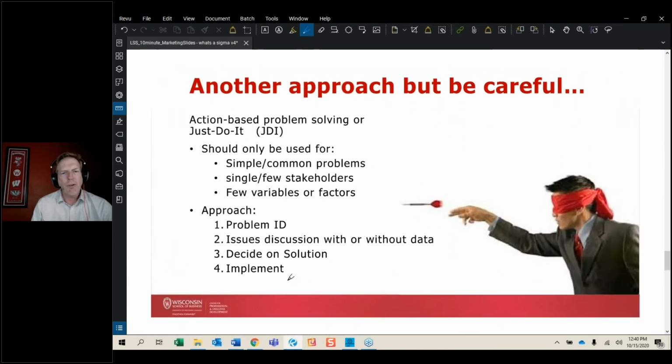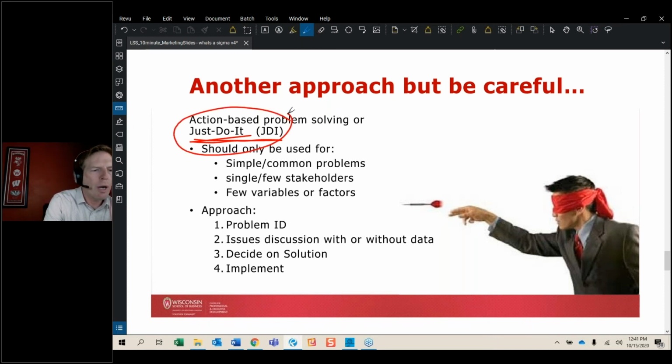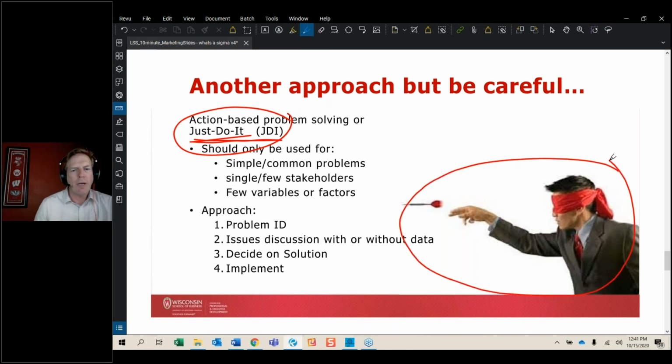There is another approach, but you got to be careful of it. I call it action-based problem solving or just do it problem solving. Be careful with this. It should only be used when you're dealing with simple problems with only a few variables and there's only one or two stakeholders involved. If you try to use the just do it approach on larger scale processes that are best suited for Lean or for Six Sigma or Lean Six Sigma style projects, you're going to end up with the visual I try to put down here. It's like throwing solutions at a dartboard blind, and you're never quite sure if you're going to get the outcomes that you're looking for. Be careful with just do it.